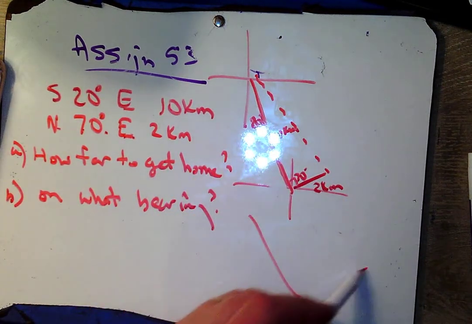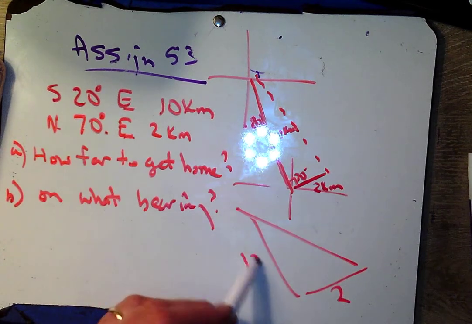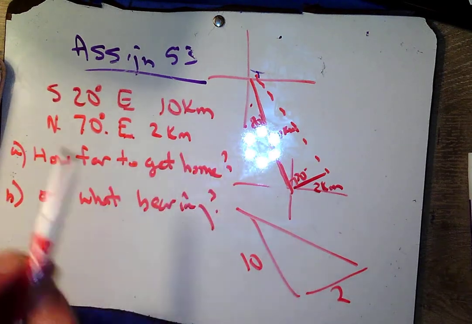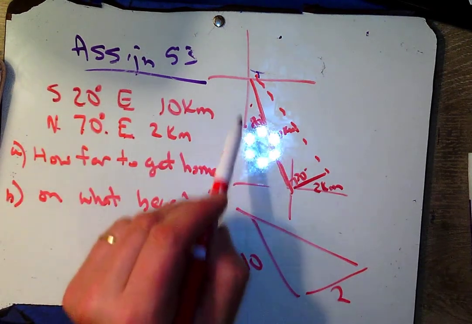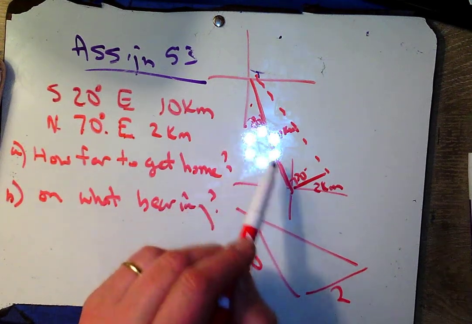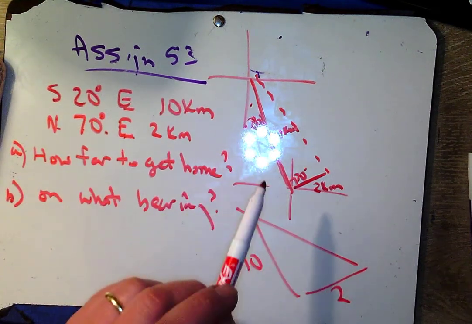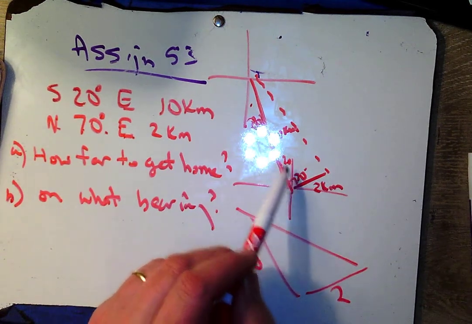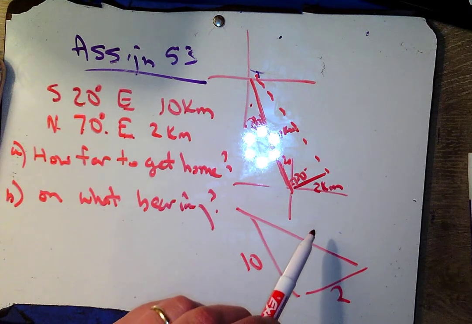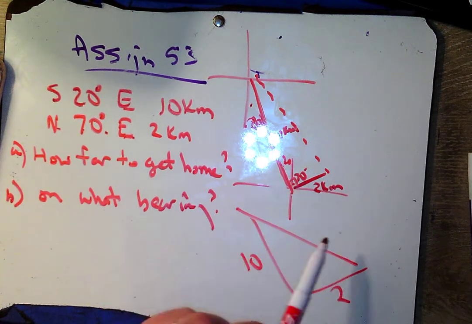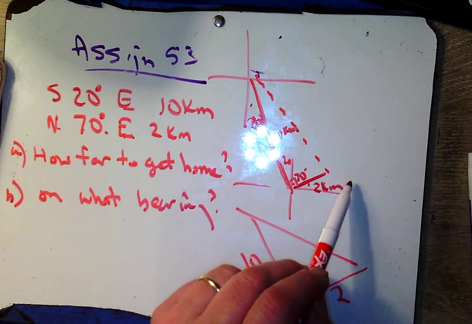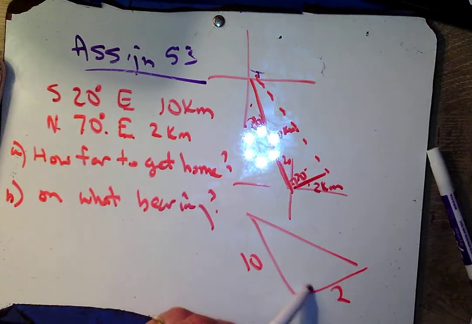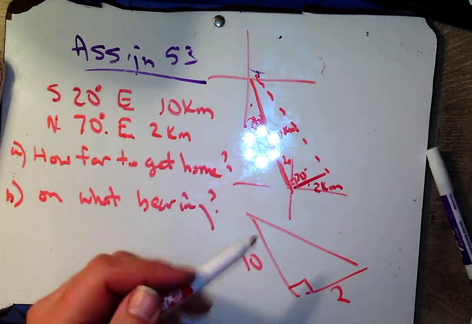Okay, so I'm looking at this triangle. 2, 10. This angle is 80? No, it's 20. This is south 20 east, so that's 20. And 20 plus 70, good, I like that being 90. And this is 70, so this one over here must be 20. It's a right angle. I feel like I need another piece of information.